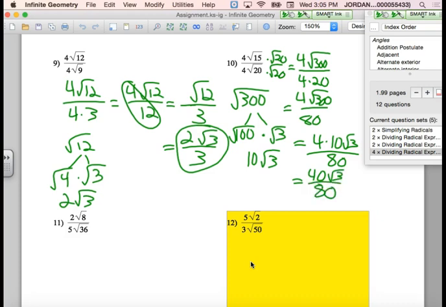Then you can reduce the numbers on the outside. 40 over 80 is going to be 1 over 2 because they both divide evenly by 40. 40 goes into 40 once, 40 goes into 80 twice. So it's really 1 square root of 3 over 2. All right. So again, the only difference on these is there's a number out front of the radical. You just multiply it by whatever comes out of the radical whenever stuff simplifies. So go ahead and try 11 and 12 and we'll be done.